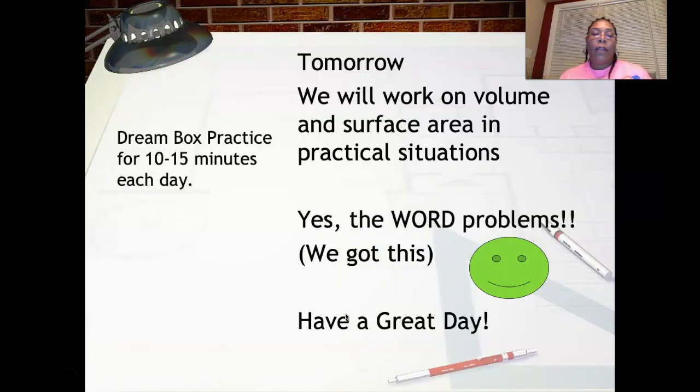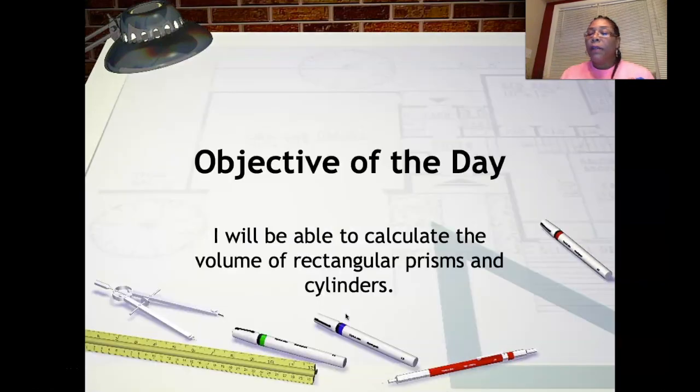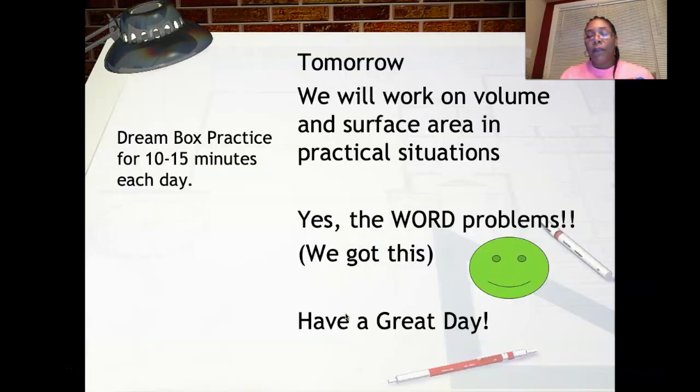So you're going to go to your Dreambox account, and you're going to spend about 10 to 15 minutes in your Dreambox account. That's a daily ask that you do. And then I'm pretty sure that we have met our objective of the day, that we were able to calculate the volume of a rectangular prism and cylinders. And if not, we're going to go through it throughout the rest of the week to ensure that we will master volume and surface area of prisms and cylinders.